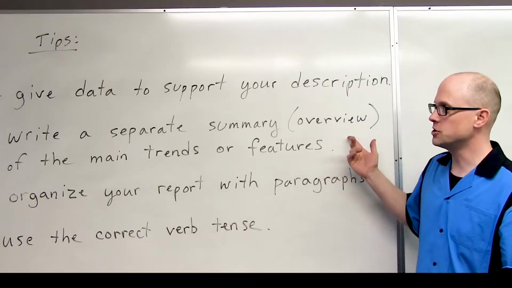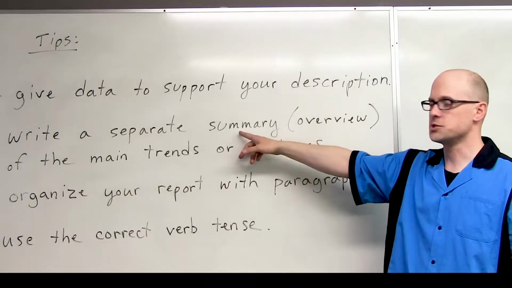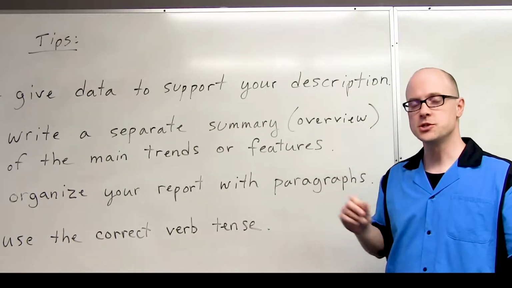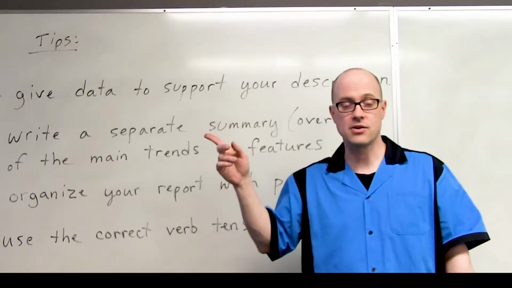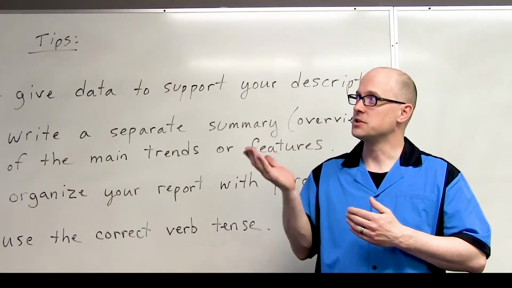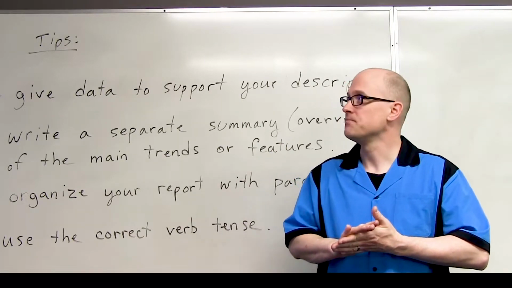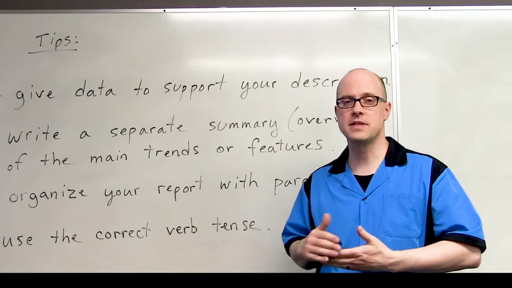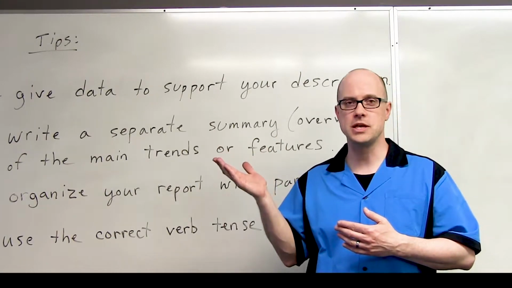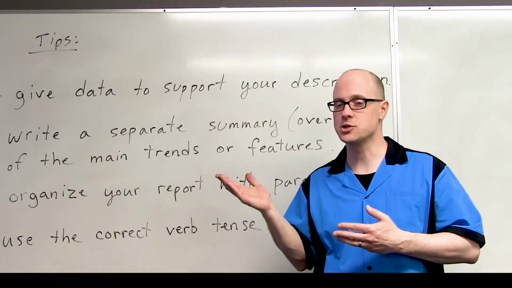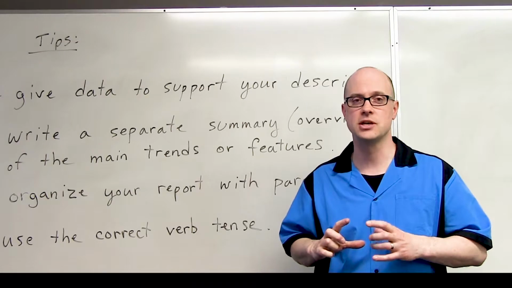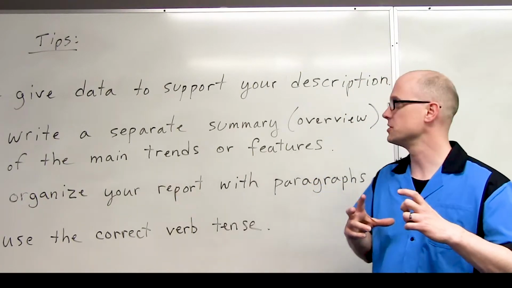The second thing you need to do is to write a separate, what's called a summary section or an overview of the main trends or features. So in the diagram I showed you a minute ago, the main features would be that the demand for electricity in England is much higher in the winter than it is in the summer. And it would also say that most of the electricity is used for some kind of heating. So you need to include those bits of information in your summary section. It's very important. Summarize the information.